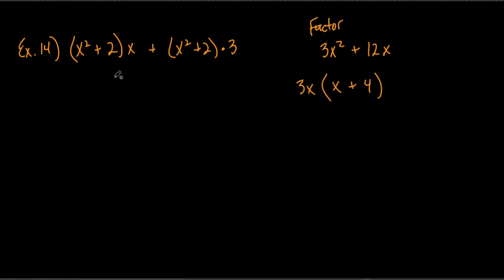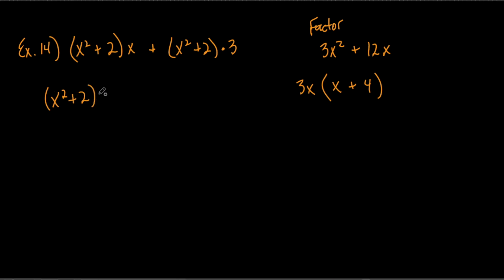What common factor? Well, if you look at it, this parentheses is being multiplied by this x. This x squared plus 2 is being multiplied by x. This x squared plus 2 is being multiplied by 3. So what do you have in common with this term and this term? Well, they both have an x squared plus 2 that's being multiplied. So what I'm going to do is factor out an x squared plus 2.